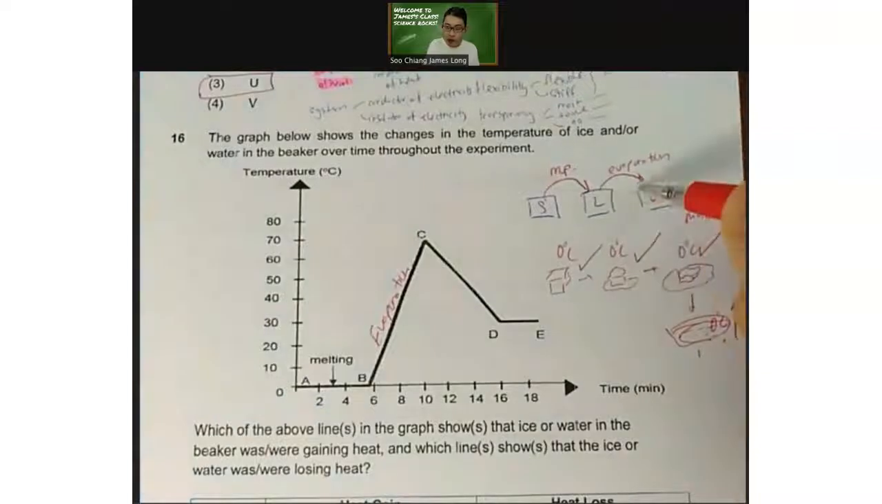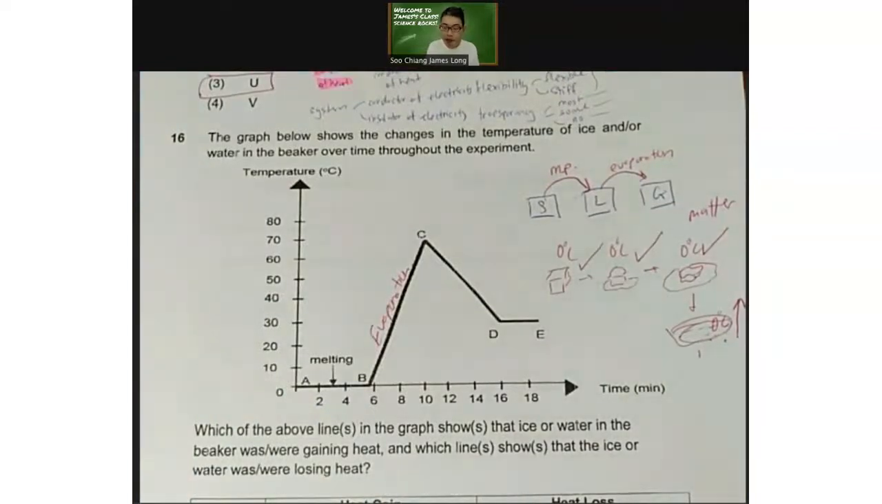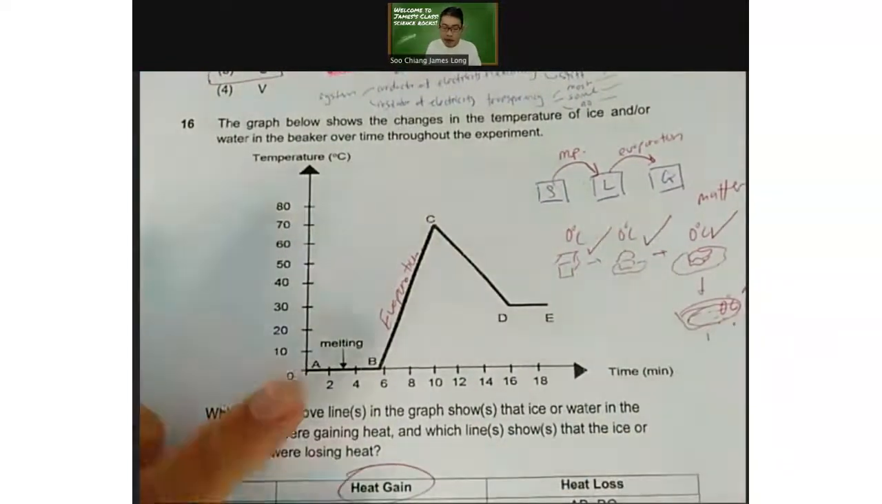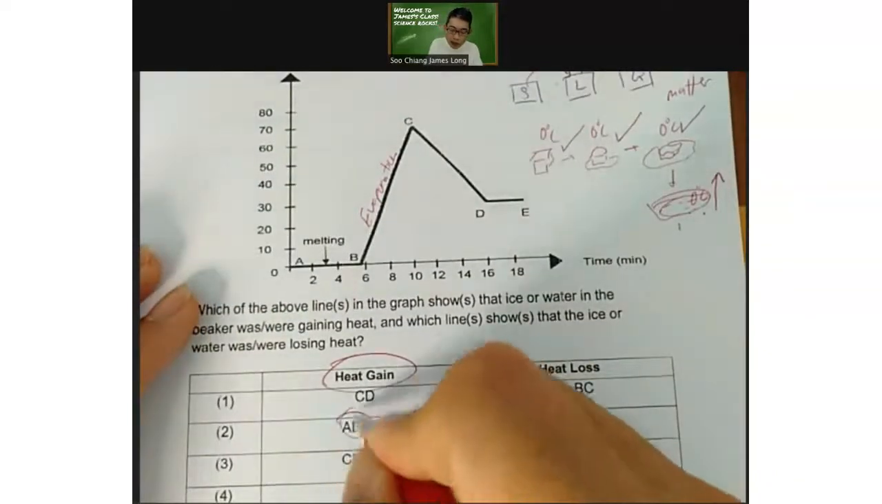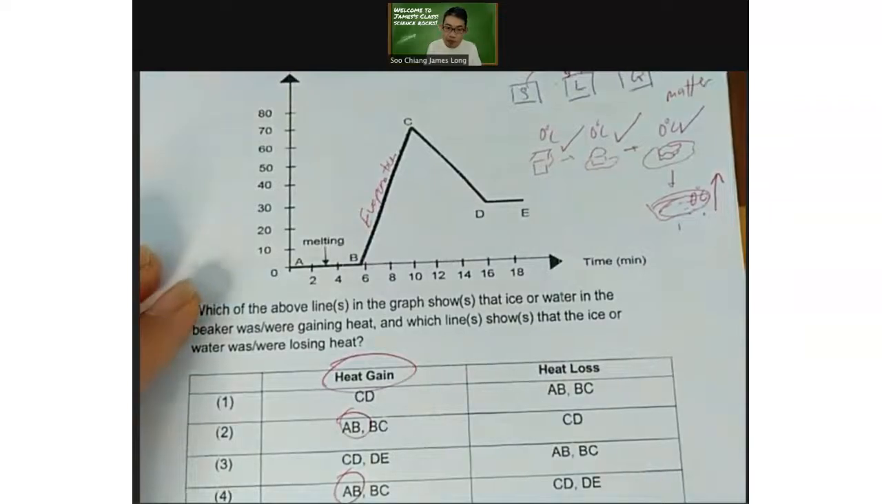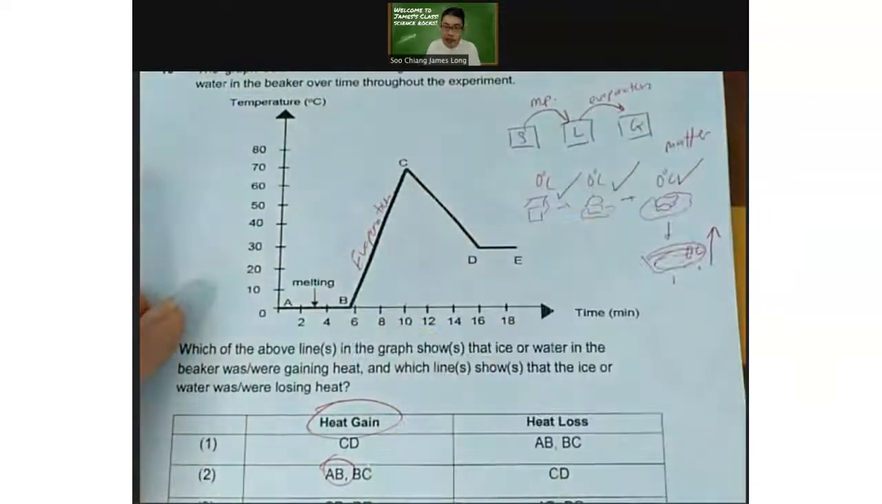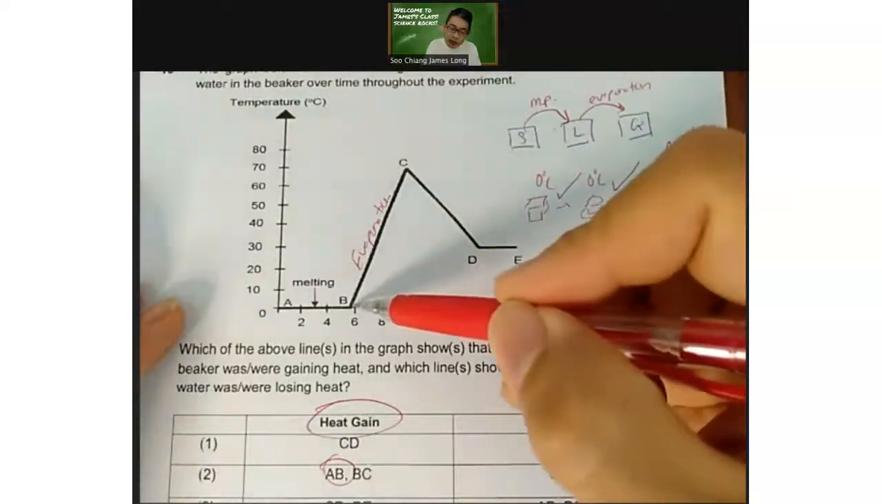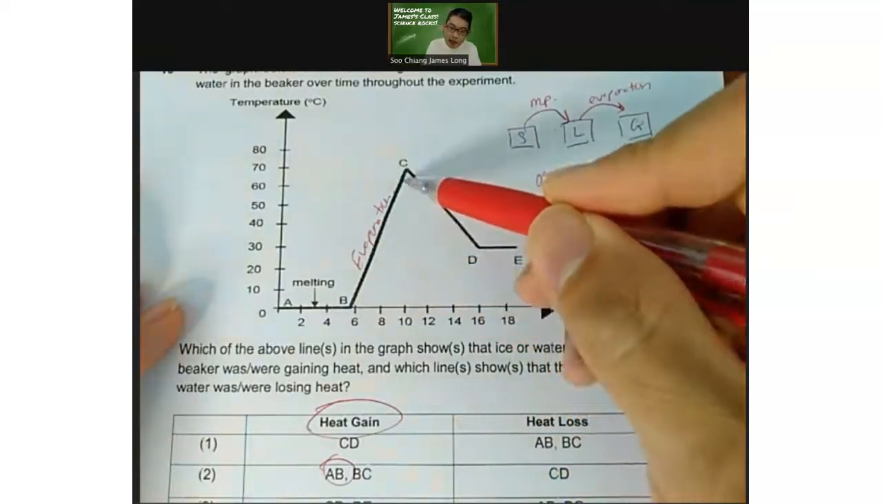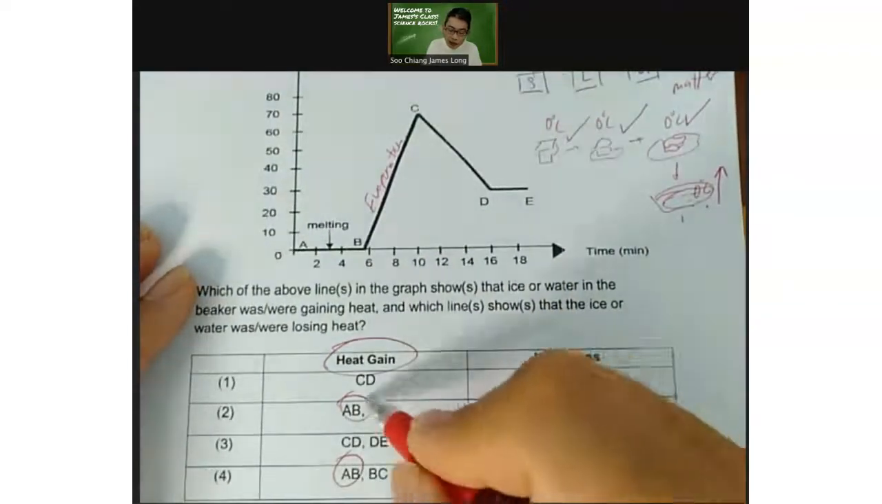And both of these involve heat gain, right? Heat gain. Temperature doesn't increase, but heat is gained to melt it. So melting happens at AB. So AB is part of the answer. And BC, temperature is rising because the water here is gaining heat. So BC, definitely part of the answer.